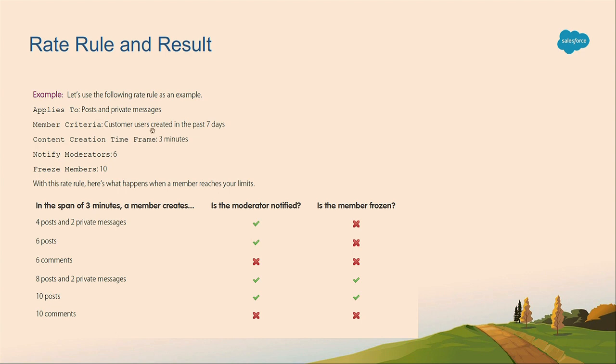So for example, if there are 4 posts and 2 private messages, which adds up to 6, then the moderator will be notified. If there are 8 posts and 2 private messages, which is greater than 6 in total, then both the moderator will be notified and the member will be frozen immediately. So our rule that we just configured is going to control the content that is generated by spammers or other users in this fashion, as shown on this slide.